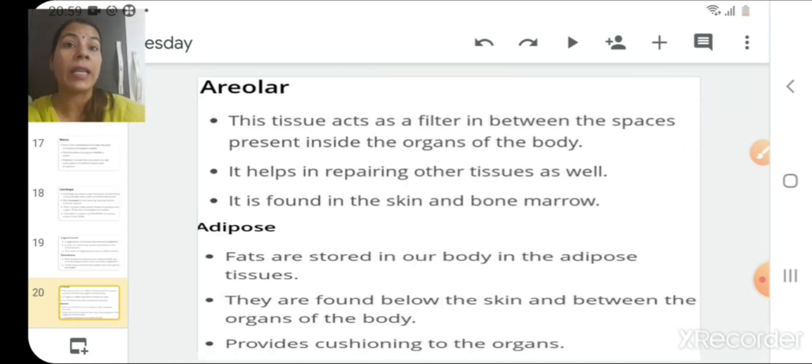Now we will discuss another type of connective tissue, which is known as areolar tissue. This tissue acts as a filter in the spaces present inside the organs of our body. It helps in repairing other tissues as well. It is found in the skin and bone marrow. Now there is one more type of connective tissue, which is known as adipose tissue. You are all very familiar with this adipose tissue. Fat is stored in our body in the form of adipose tissues. They are found below the skin and between the organs of the body. And this adipose tissue provides cushioning to various body parts and various organs present in our body.